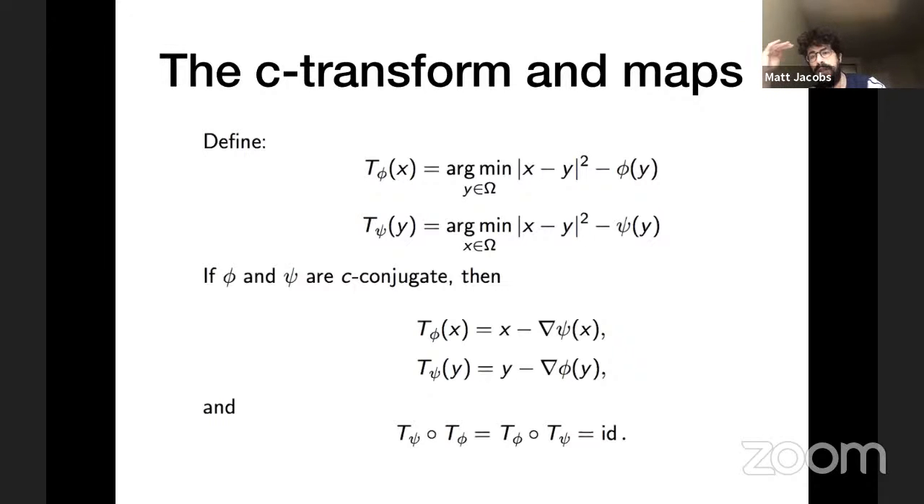And obviously these maps don't seem very easy to compute because it looks like you have to solve an optimization problem. But the thing that's nice is if you know that your two potentials are C conjugate, then you can compute these maps in terms of one another. So T phi has a very simple formula in terms of psi, and T psi has a very simple formula in terms of phi. And it also turns out that these two maps are actually inverse to one another.